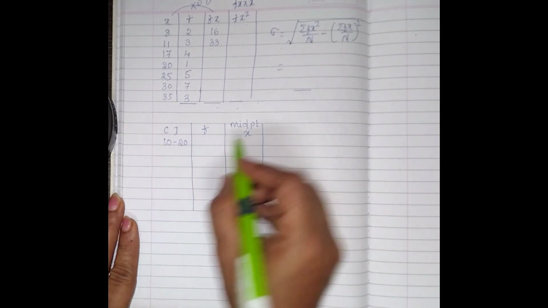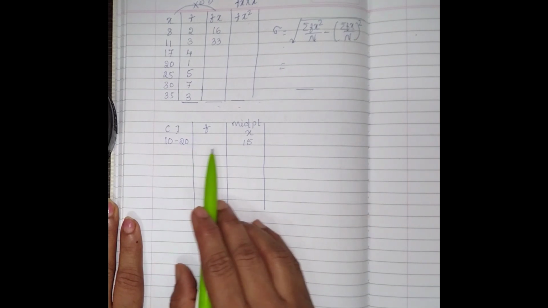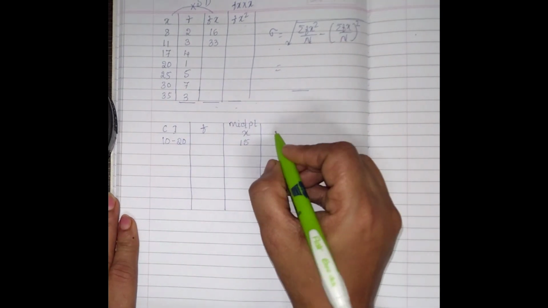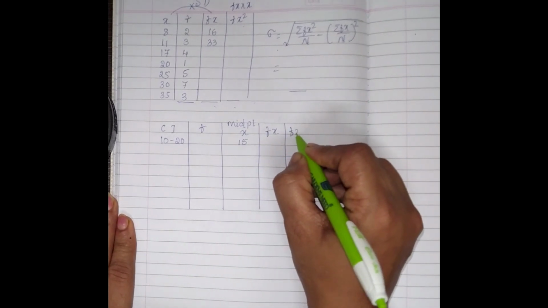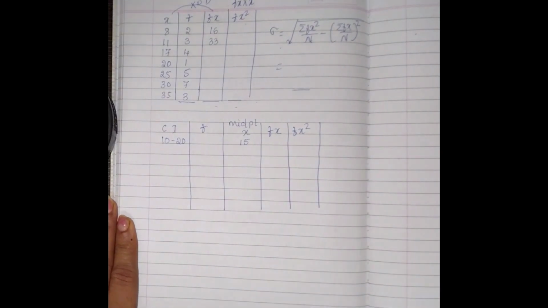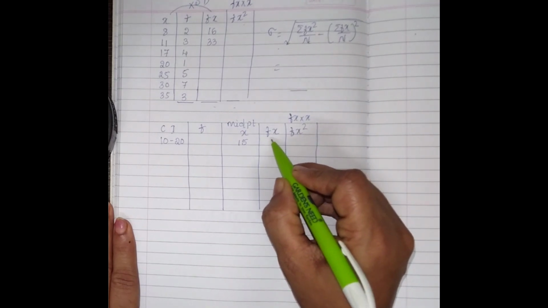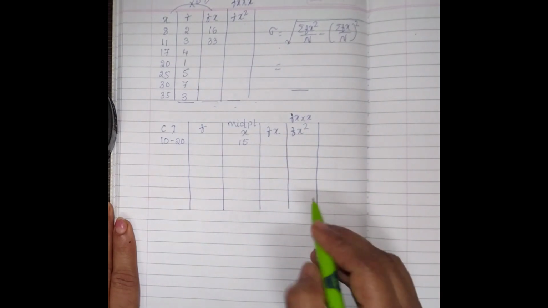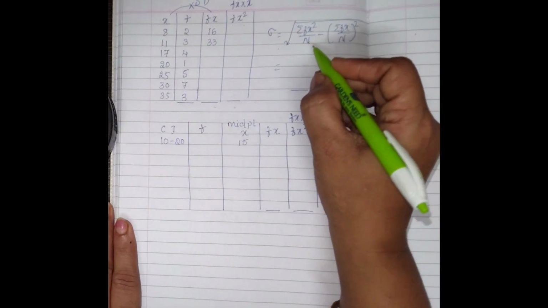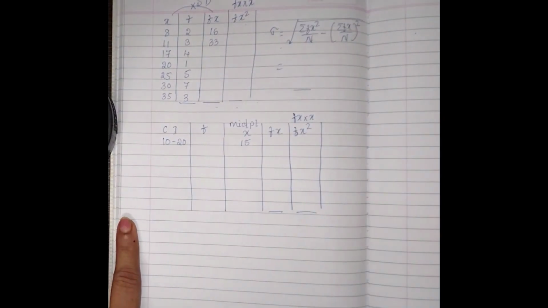For 10 to 20, what are you considering? You are considering 15. 10 plus 20 is 30, divided by 2, that is the midpoint x. Then you have to take fx as the next column. Then the next column is f into x square: fx into x, don't square this value. Fx into x, you have to multiply again and take it. Take the totals and substitute in the same formula. This is only when the class interval is there. Otherwise, you have to adjust. I will show you.